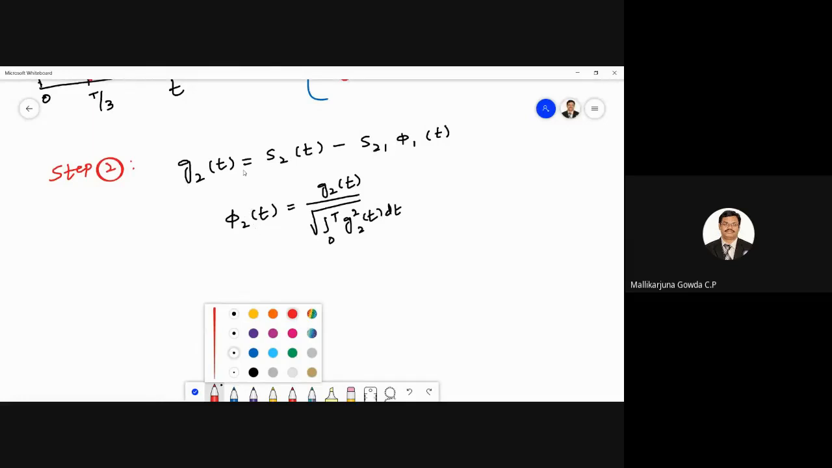So for finding that, I said it is an intermediate signal, right? So G2 of t is S2 of t minus S21 pi 1 of t. So first I need to find out what is S21. Okay, so what is the expression for S21? I can write Sij expression I said, S21. Quickly, can any one of you say what I can write for S21?